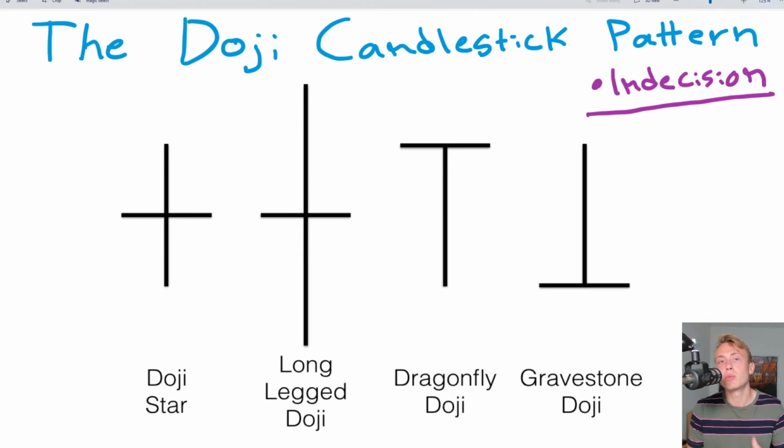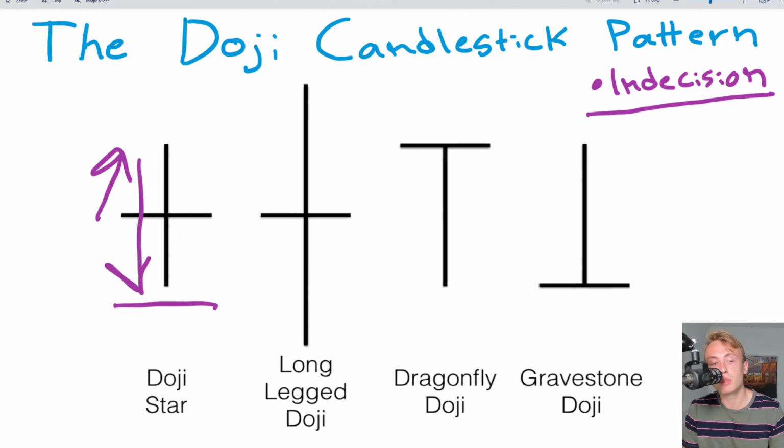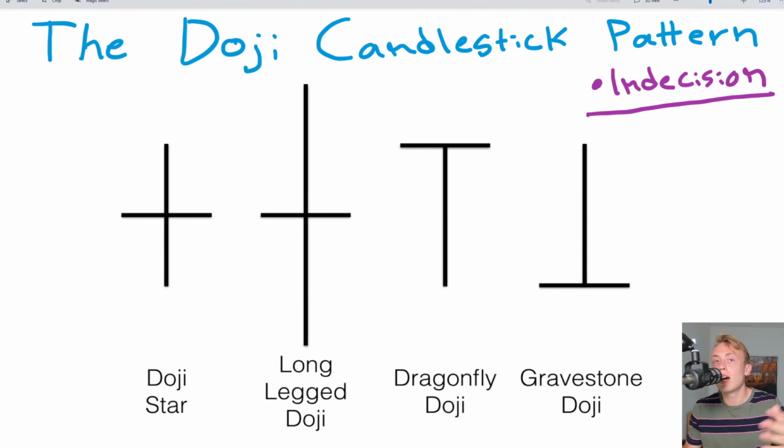And by indecision, we mean that neither the bulls nor the bears are in full control. If we look at this perfect Doji example right here, you can see that during this candle we have a push up, but we also have a push all the way down, and at the end of the candle we close at the exact same level as we started. So we neither have a clear direction to the upside nor a clear direction to the downside. So the candle by itself represents pure indecision.